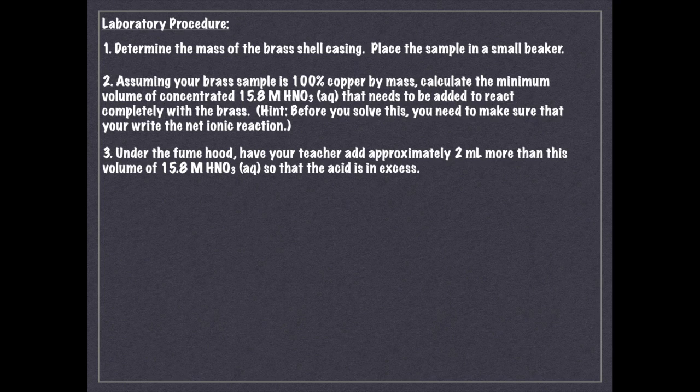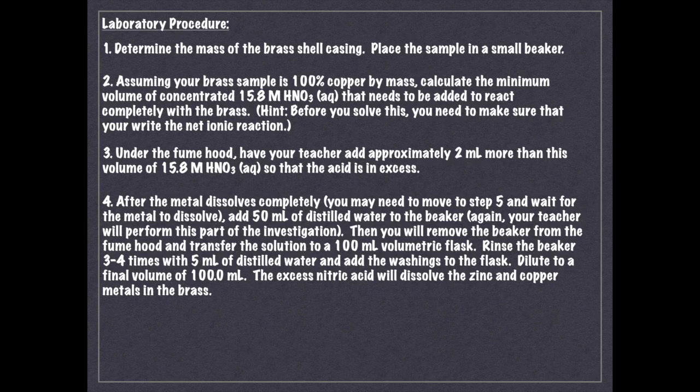Then under the fume hood, I'm going to take a little bit more than 2 mL, more than what you anticipated in number 2 based on your calculation, and I'm going to add that to your shell casing. Okay, and we're going to leave that. I'm going to explain really quickly what we're going to do afterwards, but at this point we're going to leave it, and then we're going to move on to actually creating your Beer's law curve.